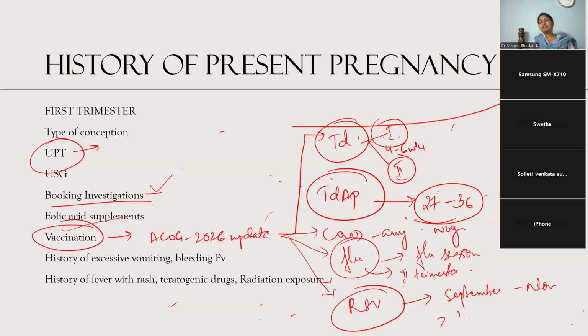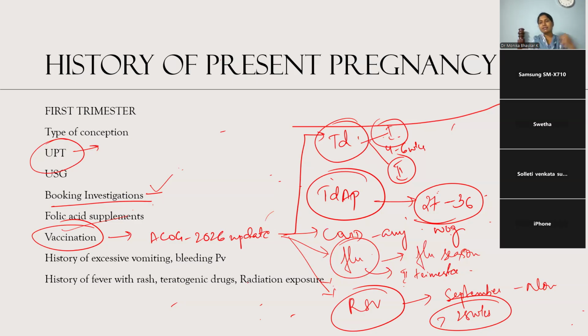And if the gestational age is more than 28 weeks, better to give one dose of RSV vaccine. So what we have to remember with respect to vaccination is live vaccines are completely contraindicated during pregnancy. So what are the live vaccines? Hepatitis, sorry, mumps, measles, rubella. So all these are completely contraindicated in pregnancy.